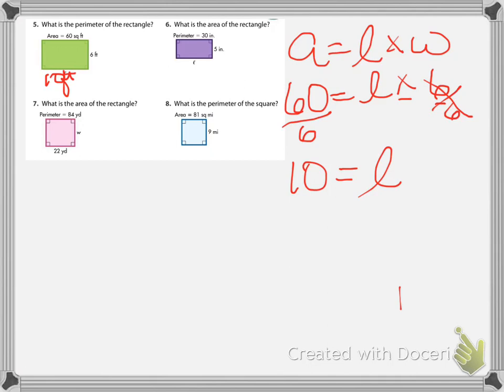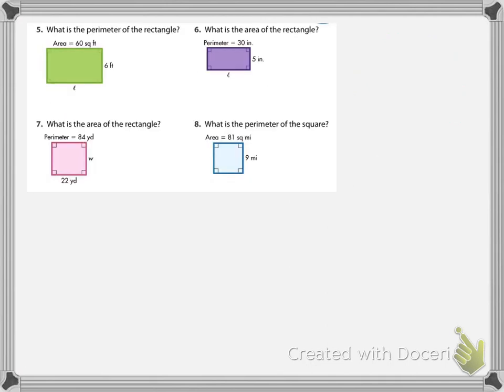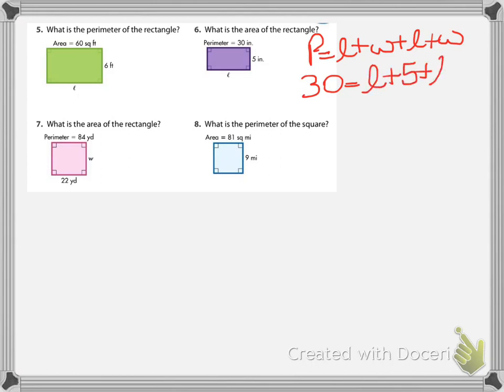All right, let's look at number 6. Number 6 gave us perimeter. So I'm going to write my formula. P equals length plus width plus length plus width. All right, I want you to pause the video. Actually, no, don't pause the video. We're going to solve this one together. So I know my perimeter is 30 equals, do I know my length? No. Do I know my width? 5. Do I know my length? No. Do I know my width? 5. I'm going to add the 5 and 5, the L and L.